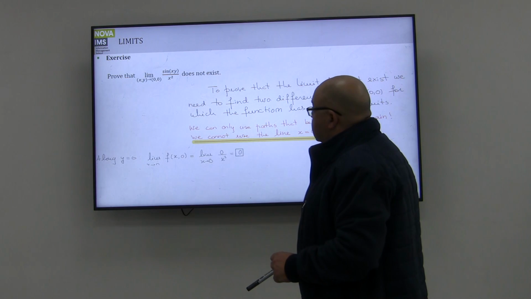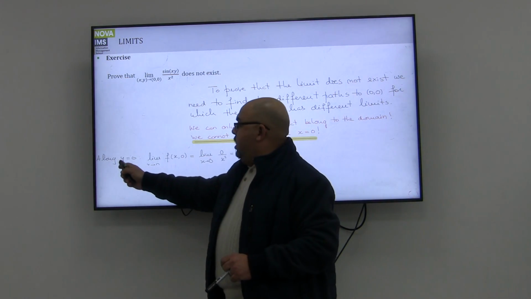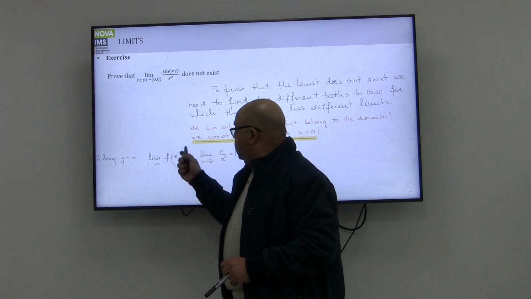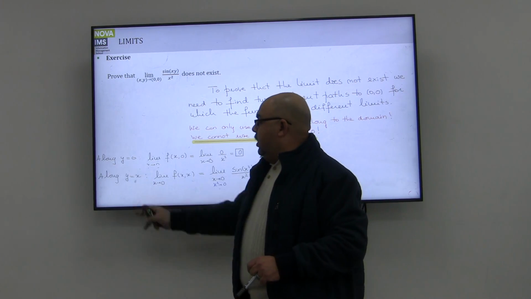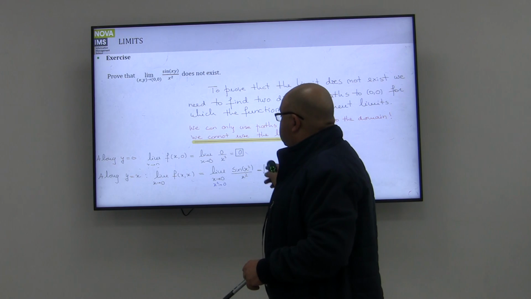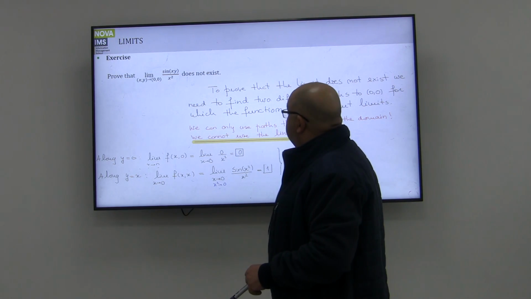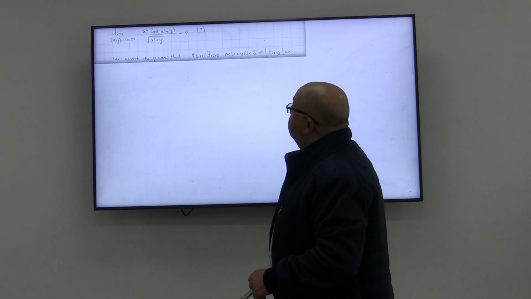So we can use only y equal to 0 for this function, which is going to limit to 0. And also if we use y equal to x, the two limits are not equal to each other, and so the limit doesn't exist for this one.